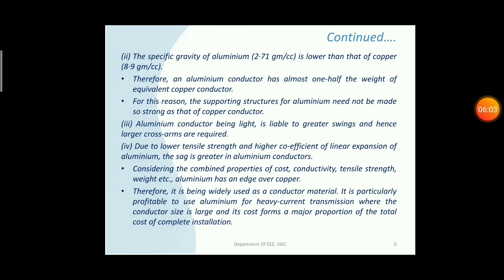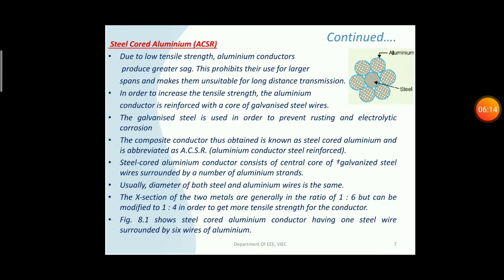Therefore, it is very widely used as a conductor material as it is cheaper, carries heavy current, and is light in weight. The commonly used conductor is the ACSR conductor. It is steel cored aluminum conductor. Due to the lowest tensile strength of aluminum, it will have more chance to sag. To prohibit this, we are using steel cored aluminum conductors.